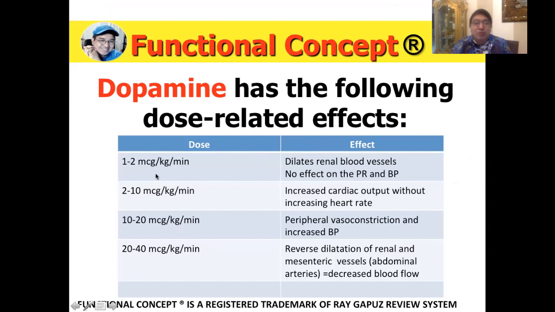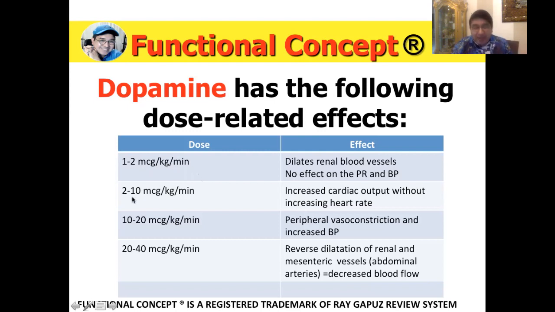At 1 to 2 microgram per kilogram per minute, your dopamine will dilate renal blood vessels, but it will not have an effect on the pulse rate and the blood pressure. In essence, it supports renal perfusion. However, the dilatation in the renal blood vessels could also potentially, eventually decrease the blood pressure at the low dose level of dopamine.